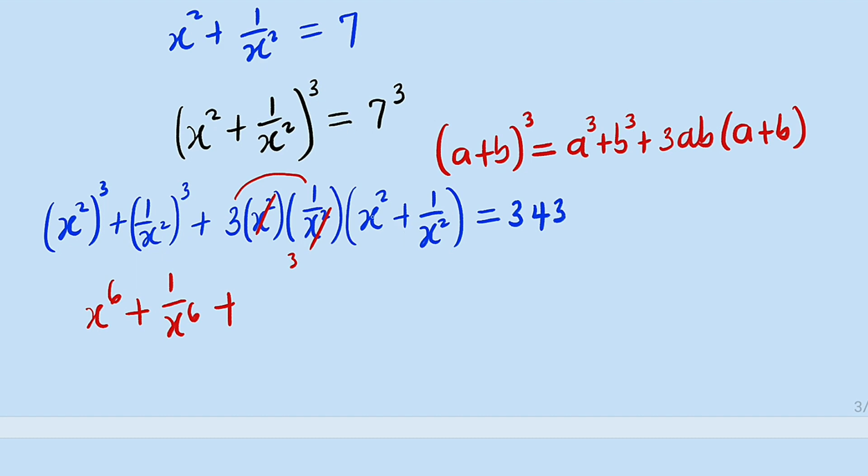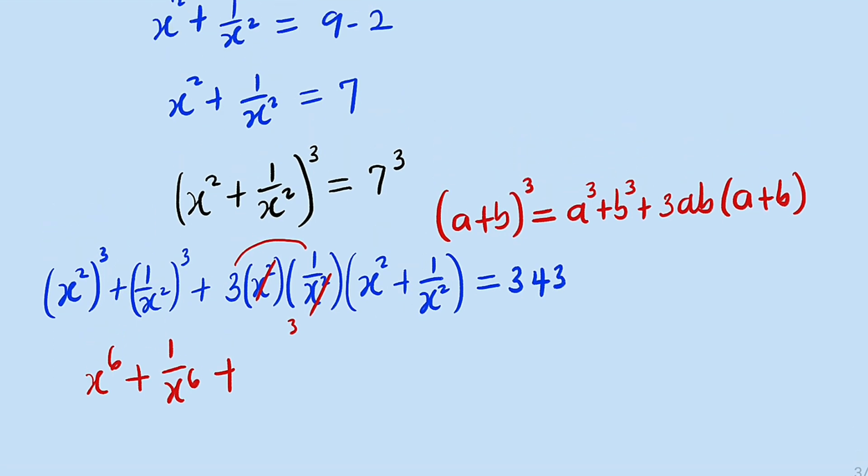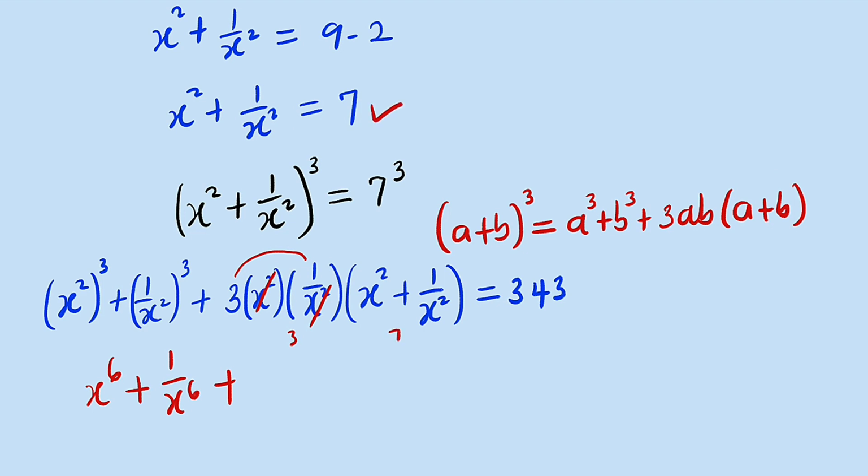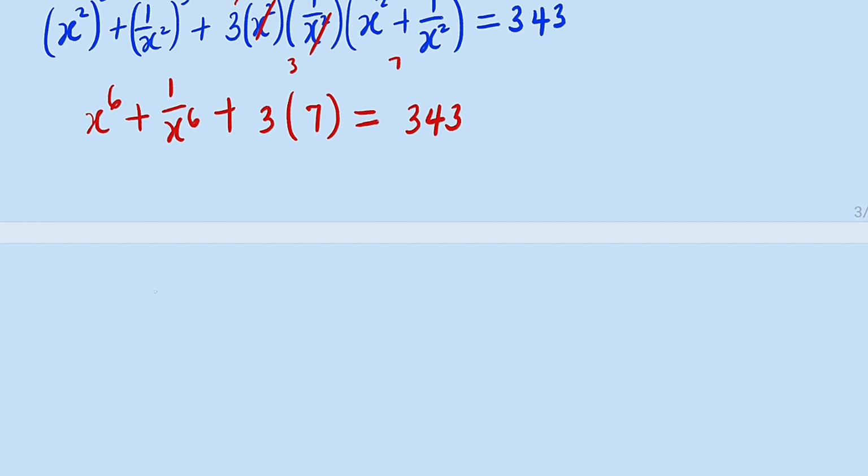And remember that x squared plus 1 divided by x squared is equal to 7 from here. So this is 7. So all we have here is 3 times 7, which is 21. To the left hand side we have x to the power of 6 plus 1 divided by x to the power of 6 plus 3 times 7, equal to 21. And to the right hand side we have 343.